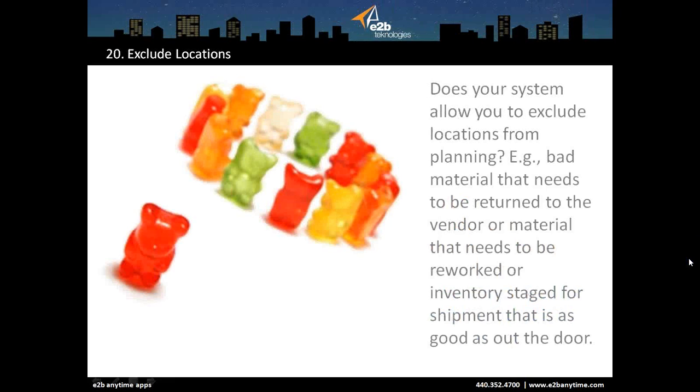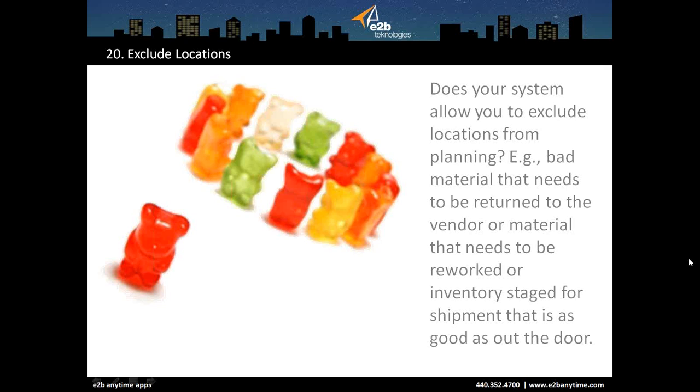Excluding locations from your MRP or your DRP plans. I'll give you examples of this. If I have a product that is staged for picking, right, it's being picked for a particular order to a customer, it's as good as out the door. Do I really want to include that in my on-hand availability? Probably not.